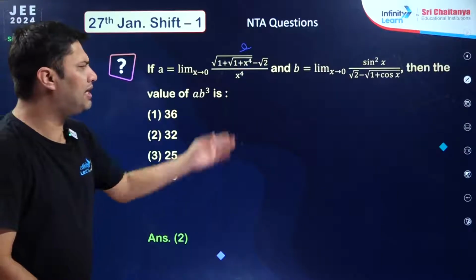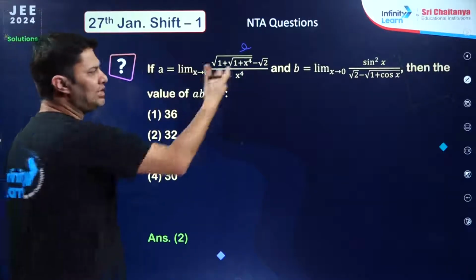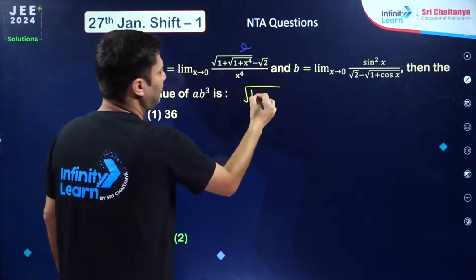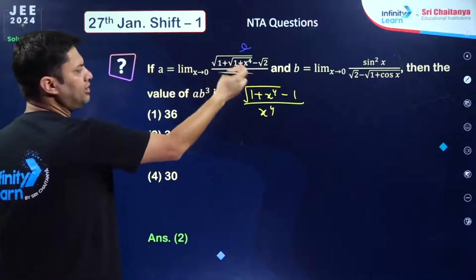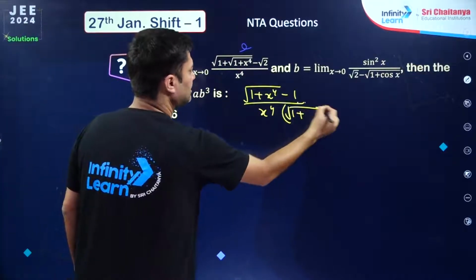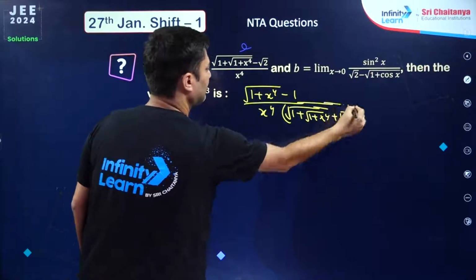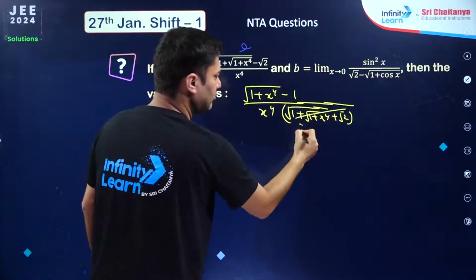Okay, now these are simple limits. I think you need to just rationalize it multiple times. If you rationalize it, what you will get is under root 1 plus x to the power 4 minus 1 upon x to the power 4. And this will be under root 1 plus x to the power 4 plus root 2. Okay? But if you put x equal to 0, it will be 2 root 2.